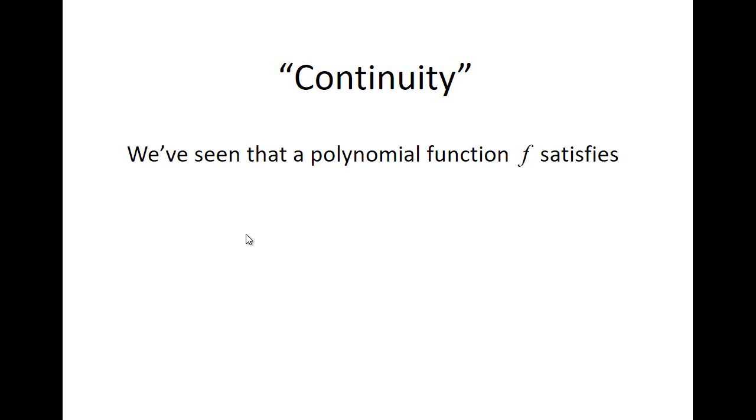We have seen that a polynomial function f satisfies the equation that the limit of f of x as x goes to c is equal to f of c. So if f is a polynomial function, then the limit of f as x approaches c is equal to f of c. That is, the limit of the function f at c agrees with the value of the function at c. So this equation is satisfied by any given polynomial function.